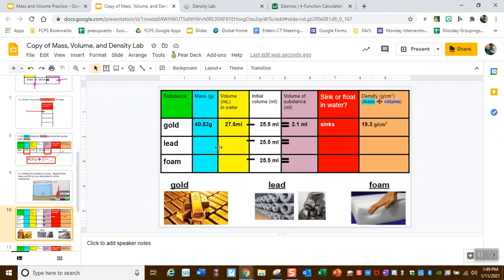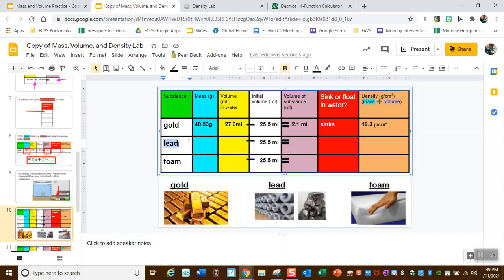So, look on your data table. The next substance is lead. Lead looks like this. It's a metal. La próxima sustancia es un metal que se llama plomo.